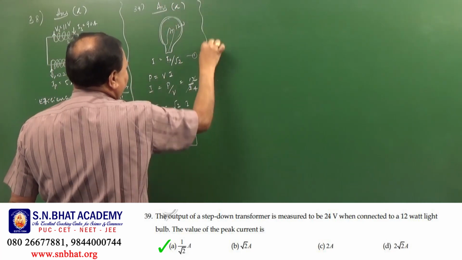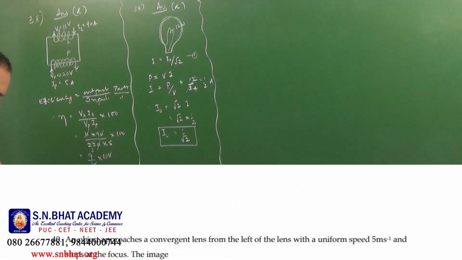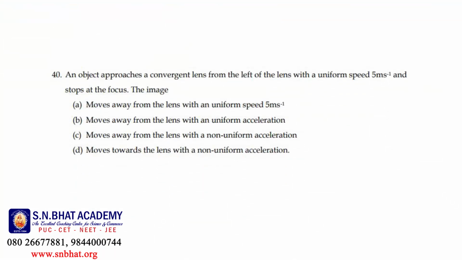You need to be very quick when doing all of these. Next you come to question number 40. Study the question carefully. An object approaches a convergent lens from the left of the lens with a uniform speed of 5 meters per second and stops at the focus. The image... study that carefully. He is asking what happens to the image.